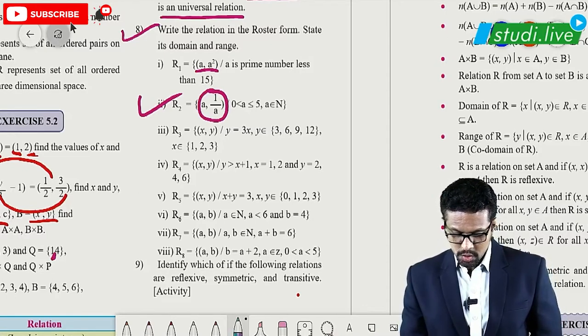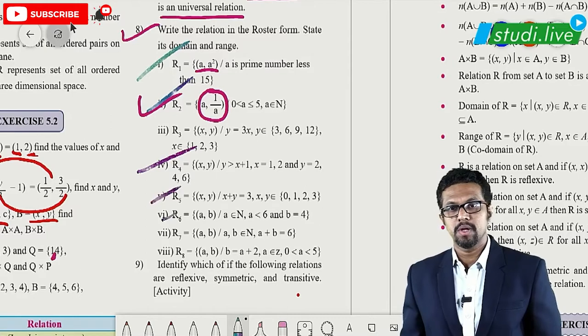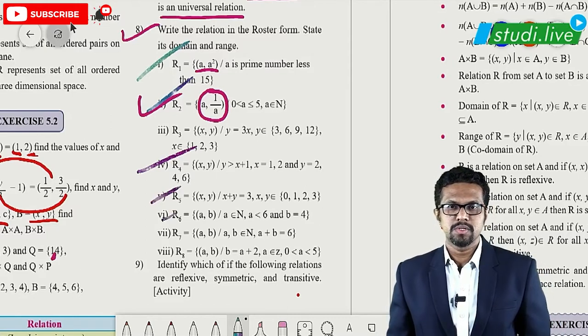The questions that you should practice are 1 and 2, definitely you should practice these two questions. 4 is also an important question. 5, 6. Okay, so these are all very easy questions. You should practice these questions for your exam and you will be able to attempt the questions of sets and relations very easily.